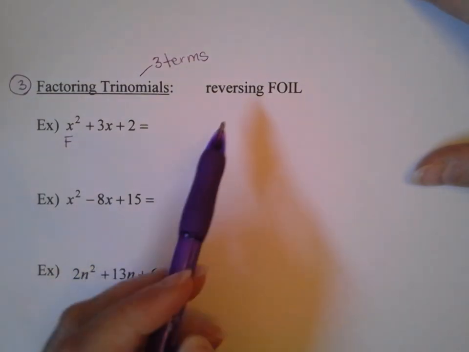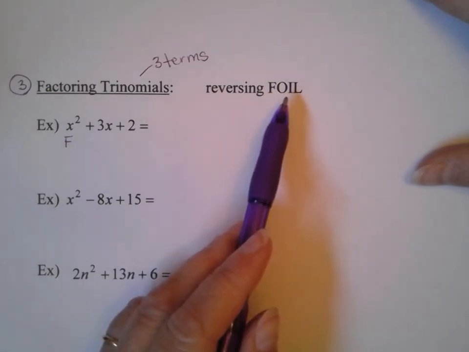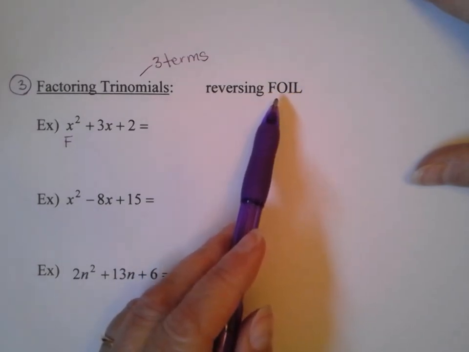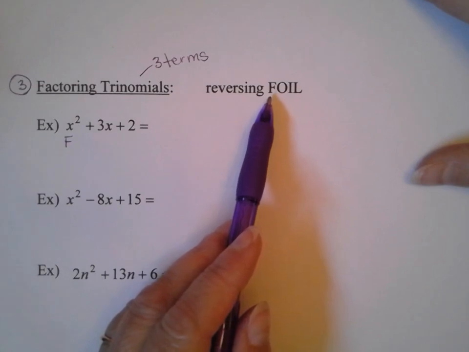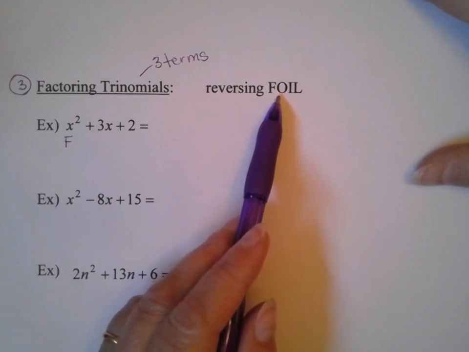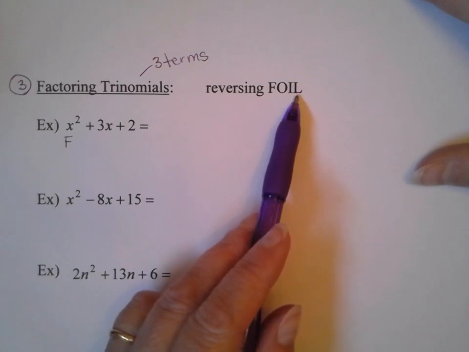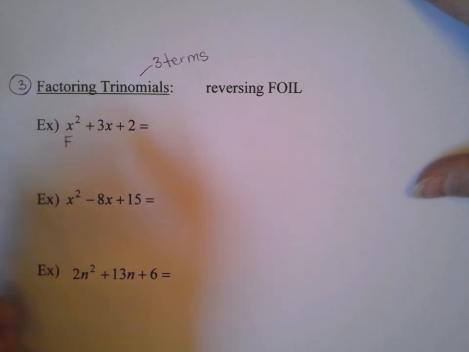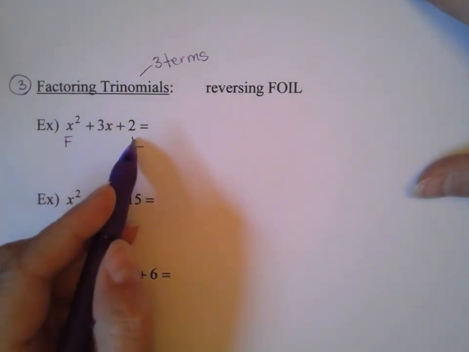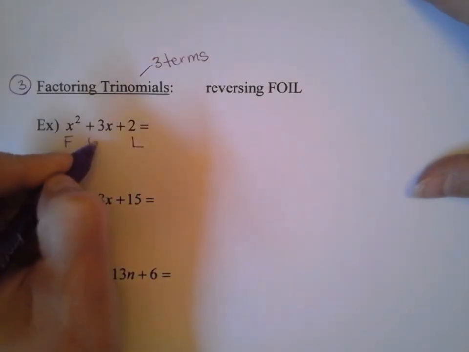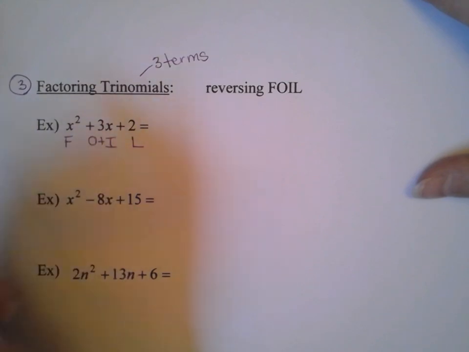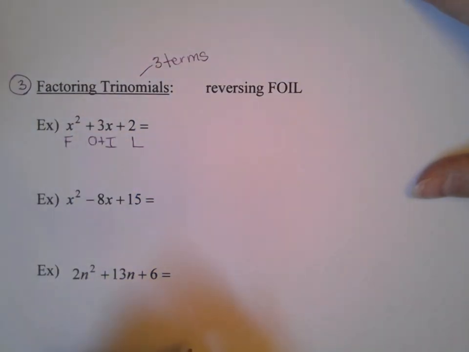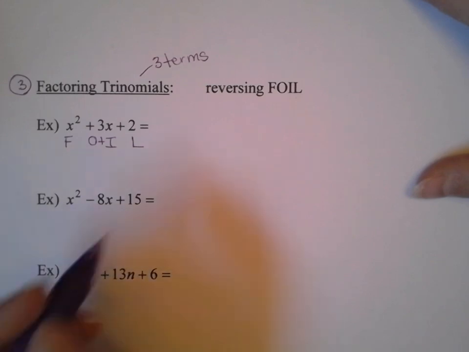So one method is to kind of reverse the process of FOIL. FOIL is where we multiply polynomials together. This stands for the first, the outside, the inside, and the last. So when I multiply things out, the first times the first turns out here in the front. The last times the last shows up here in the back. And then very often the outside and the inside are like terms, right? They have the same variables to the same powers, and so we add them up to this middle term.